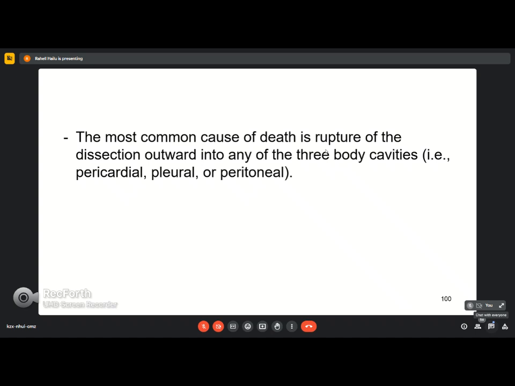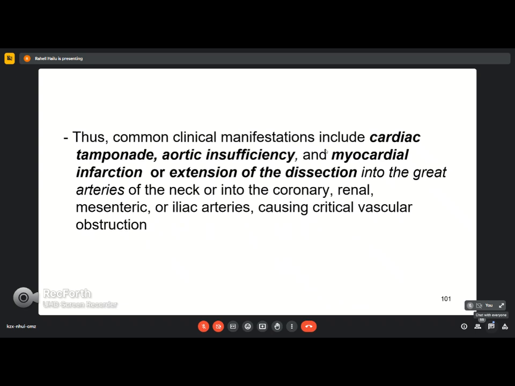So the most common cause of death is, as you can imagine, rupture of the dissection outwards into any of the three body cavities. So pericardial, which is closer, a proximal type, either pericardial or pleural, with a touch of abdominal aorta, where you would expect the massive hemorrhage to end up in the peritoneal space.